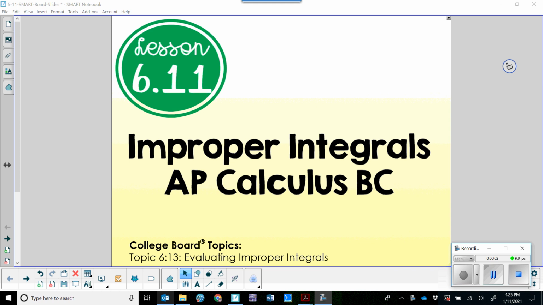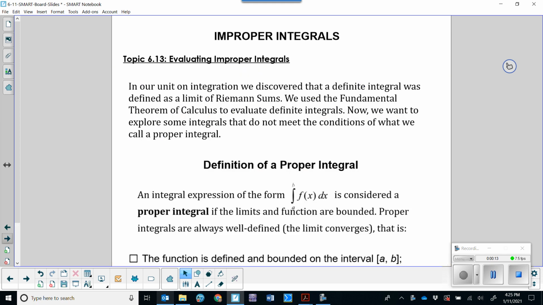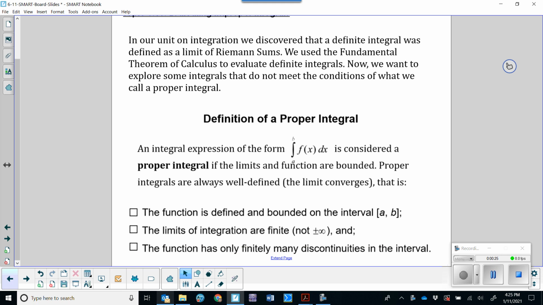This is lesson 6.11, improper integrals. This is a BC topic only, so we're going to talk about what that means and how to evaluate those. An improper integral has to do with where one of the limits of integration is infinity, or there's an infinite discontinuity in the interval somewhere, okay?